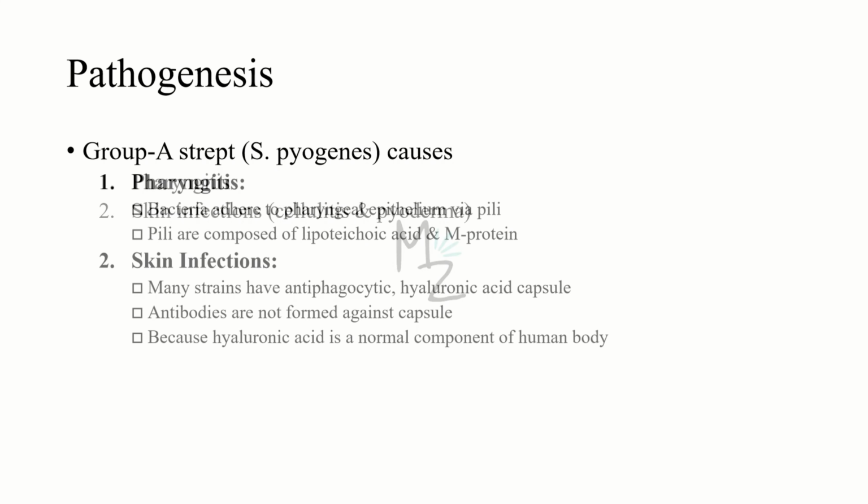Let's see how. It causes pharyngitis by adhering to pharyngeal epithelium via pili composed of lipoteichoic acid and M protein. And how is it responsible for causing skin infections? Many of its strains have a hyaluronic acid capsule that is antiphagocytic, and antibodies are not formed against this capsule because hyaluronic acid is a normal component of the human body.